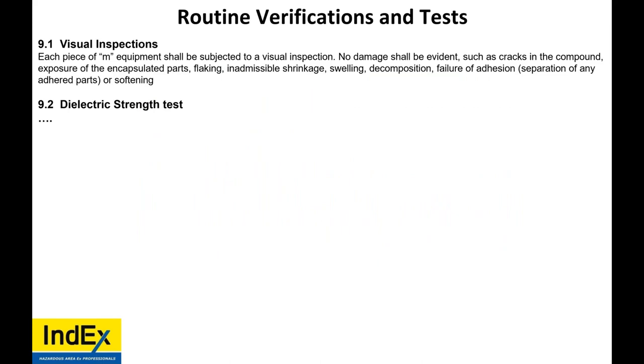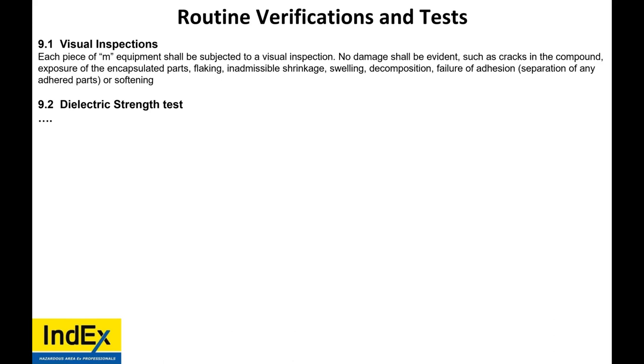Now, when we get to routine verifications and tests, this is very important for the installers, maintainers, operators, inspectors, the EPC and end users. Each piece of Ex m equipment shall be subject to a visual inspection. No damage shall be evident, such as cracks in the compound, exposure of the encapsulating parts, flaking, inadmissible shrinkage, so if it shrinks too much, swells, decomposition, breaks down, failure of adhesion, or softening. This will also be done at the manufacturer. So when you do a detailed inspection on Ex m, what you are looking for is it's not flaking, it's not shrinking, it's not swelling, it's not decomposing, it's not softening, it's not darkened, it's not cracked, it's not exploded.